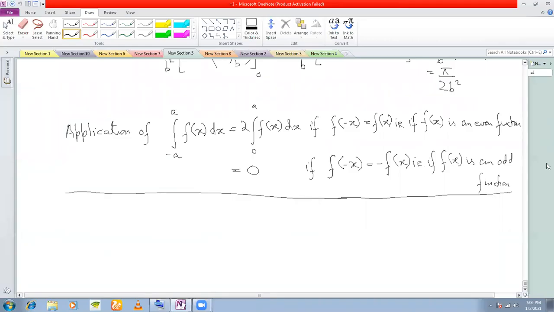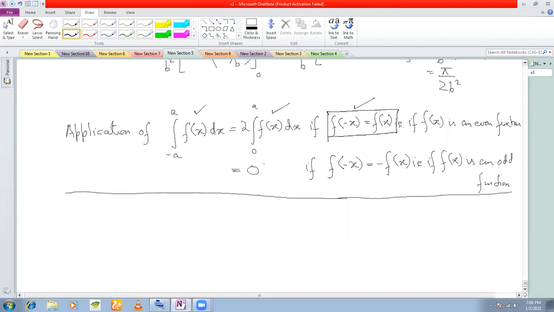So this property is: integral from minus a to a of f(x) dx is equal to twice the integral from 0 to a of f(x) dx, if f(x) is an even function. Now what do you mean by an even function? Even function means f(-x) must be equal to f(x). If this condition is satisfied, then this integral can be written as this integral. In the beginning I had given you one or two examples also.